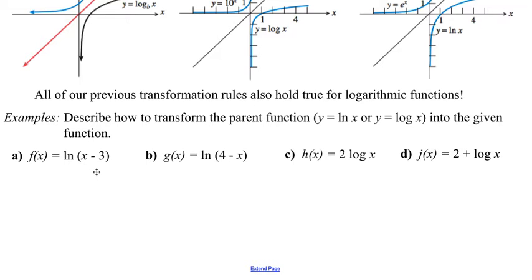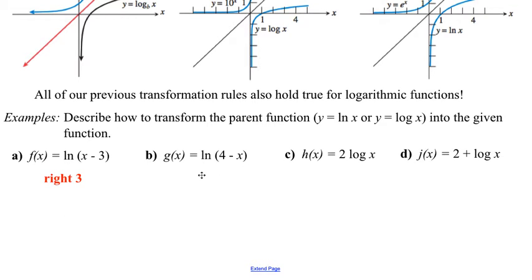In letter A, this one, we're subtracting 3. This is inside the function. So again, since we are inside the function, that's going to be a horizontal translation, and it's going to be to the right 3.